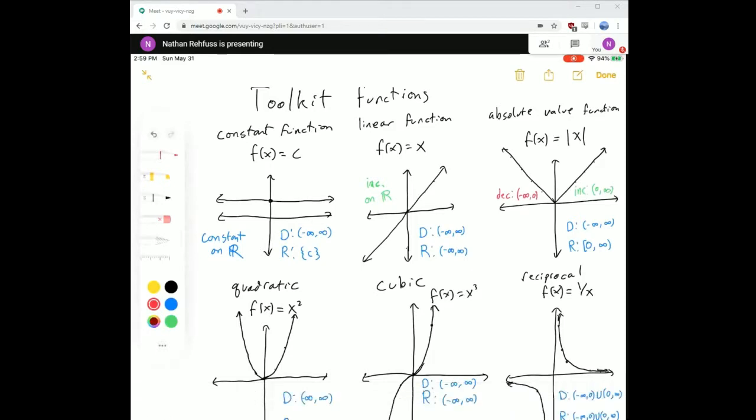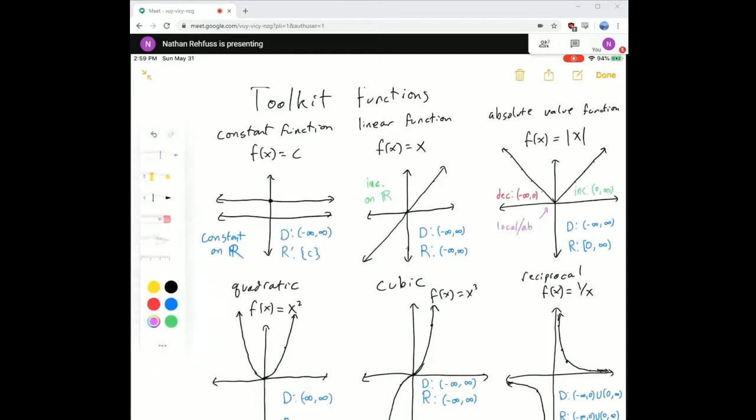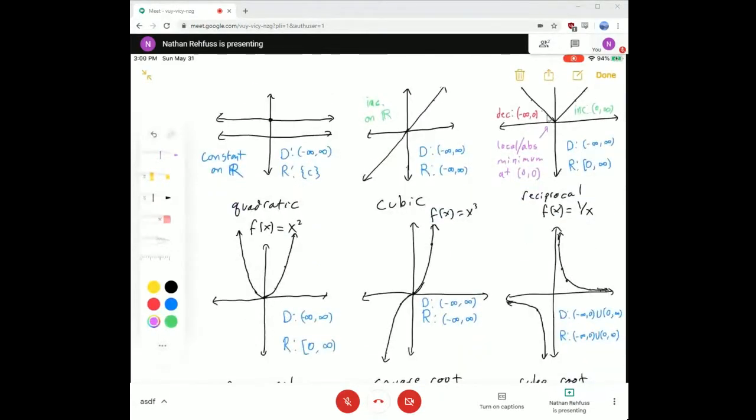And that means that right at 0, 0, pink it is. Bright pink. We have a local and absolute minimum at the point 0, 0. So, do you think you could fill in where the quadratic function is decreasing, increasing, and has a local or absolute minimum? Well, both specifically. That's right, all the same places.